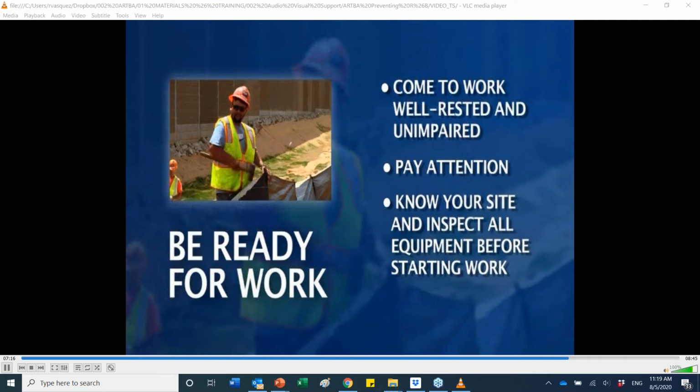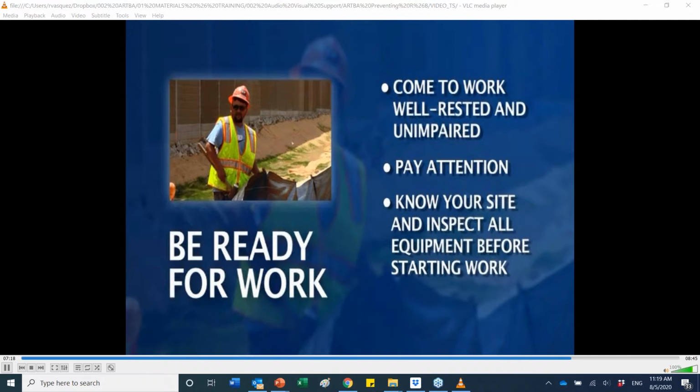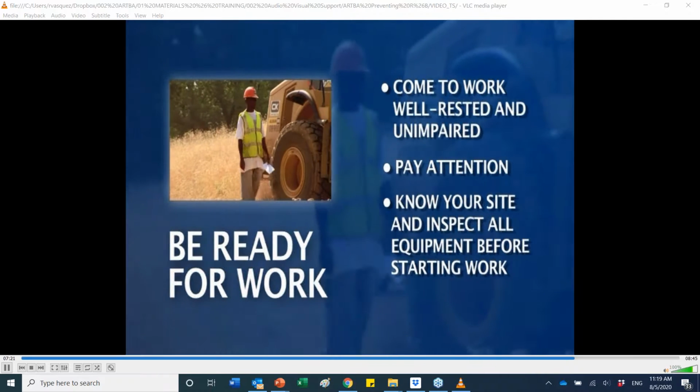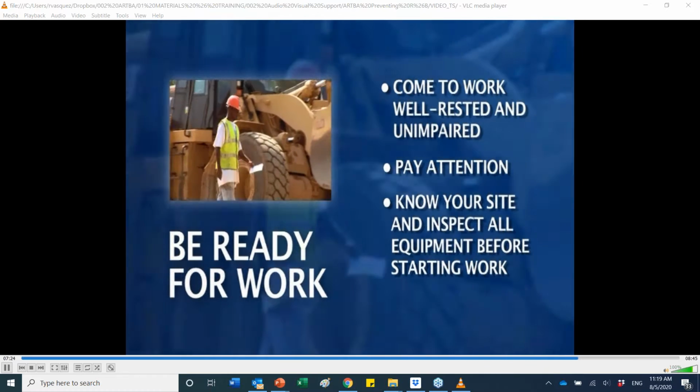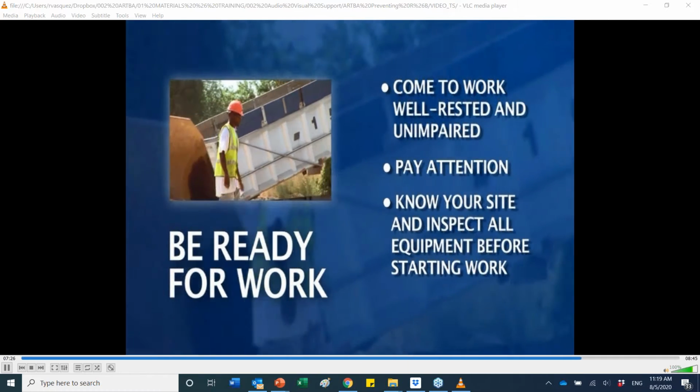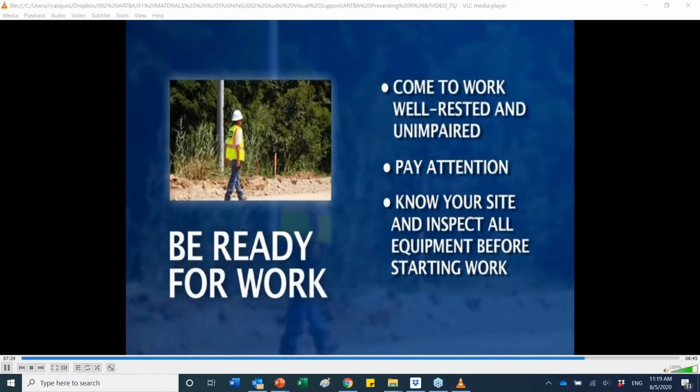Listen for warning sounds. It also means knowing the hazards of your particular work site, paying attention during safety discussions, and inspecting all equipment and work conditions such as trenches before starting to work.